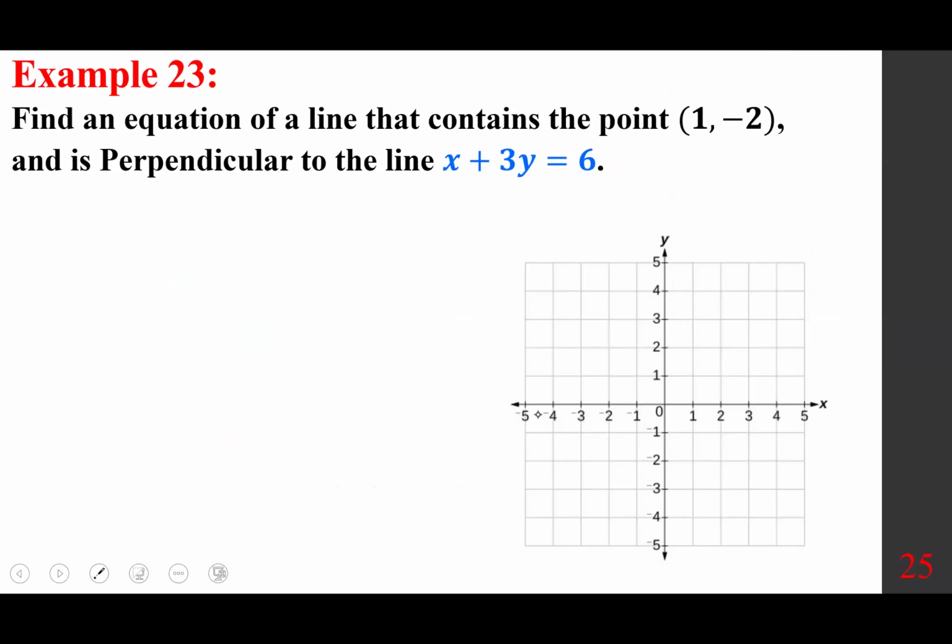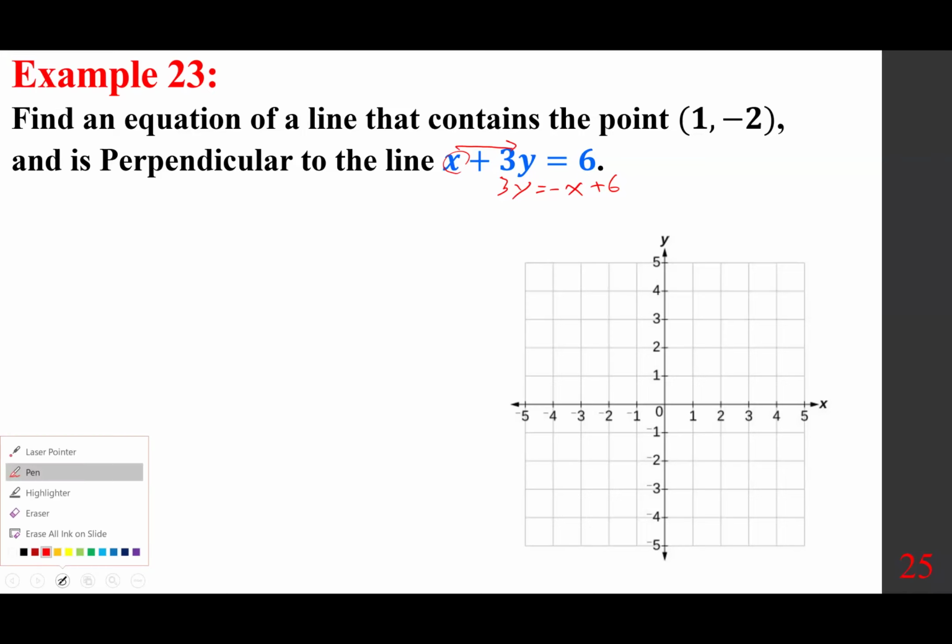Here's the last question, class. We want to find an equation of a line that contains this pair and is perpendicular to this line. So first and foremost, we are going to solve for y, and we are going to move the x first. Then we are going to divide by 3. Okay. And by the way, that's the point. Okay. 1 comma negative 2.